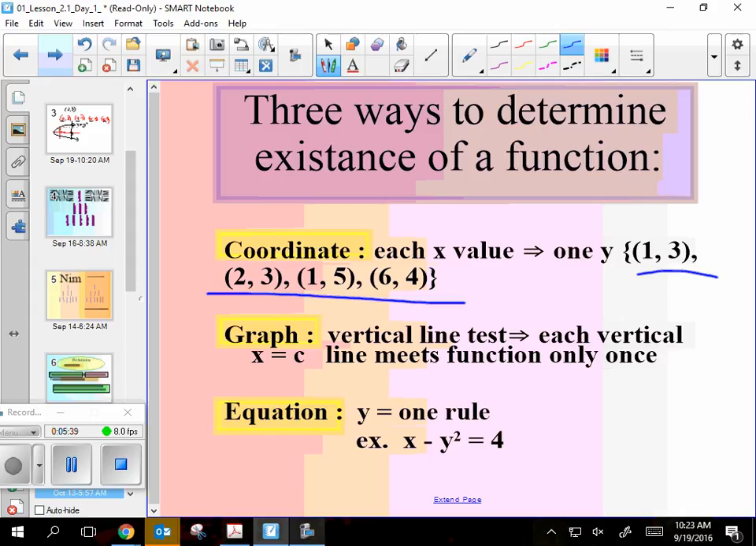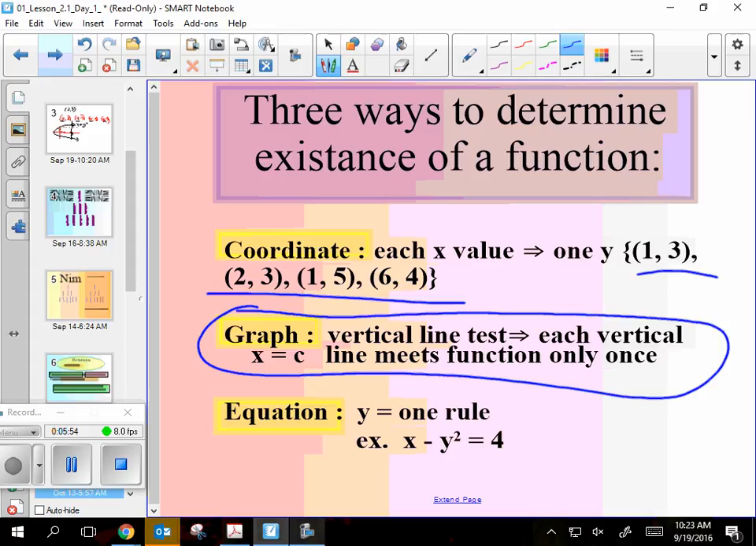No, because which one breaks the rules? Which input breaks the rules? 1, because it has 2 different outputs. All right. So next way you could tell is by graphing it. And if you graphed all these points, one of them at 1 has an output of 5 and an output of 3. Do you get how this thing is not going to pass a vertical line test? All right, so that's another way.